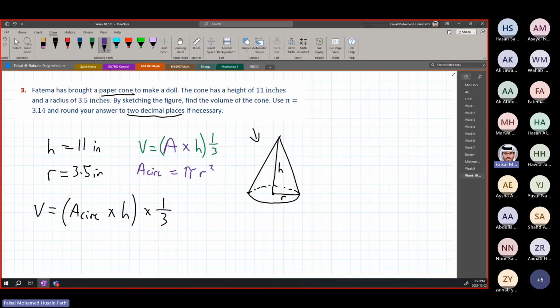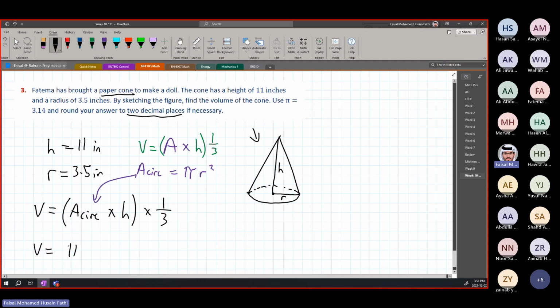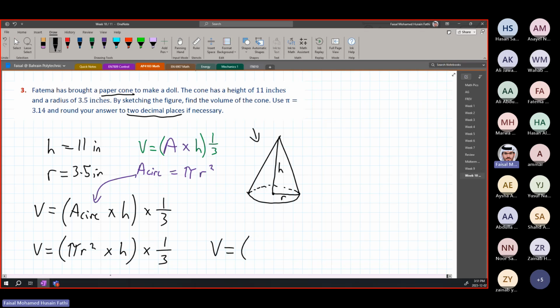So we have to substitute this into our area. This goes into the area of the circle. So volume is going to be equal to pi r squared times the height, all of it times 1/3. We plug in the numbers. So pi is 3.14 times r squared. What is r? Given as 3.5 inches squared. Okay? Times the height, which is 11 inches, all times 1/3.